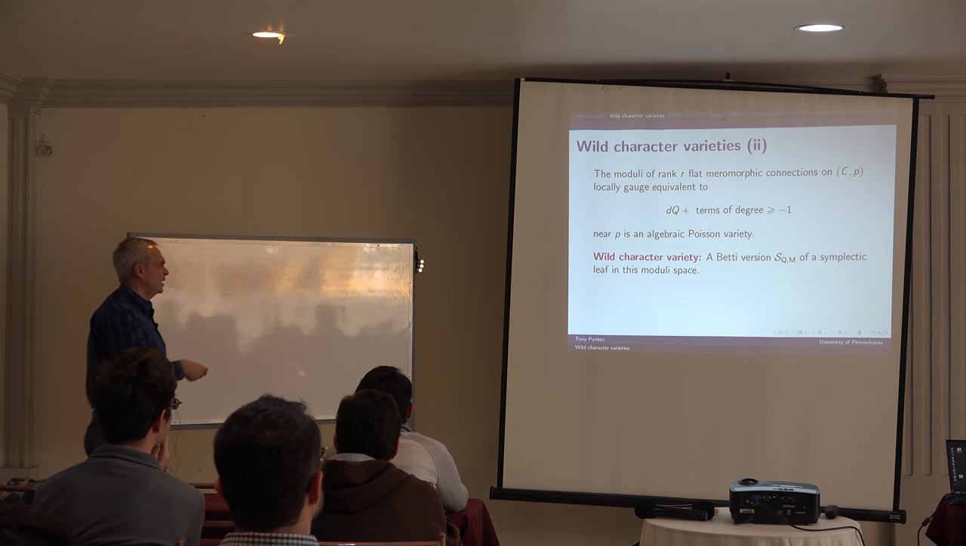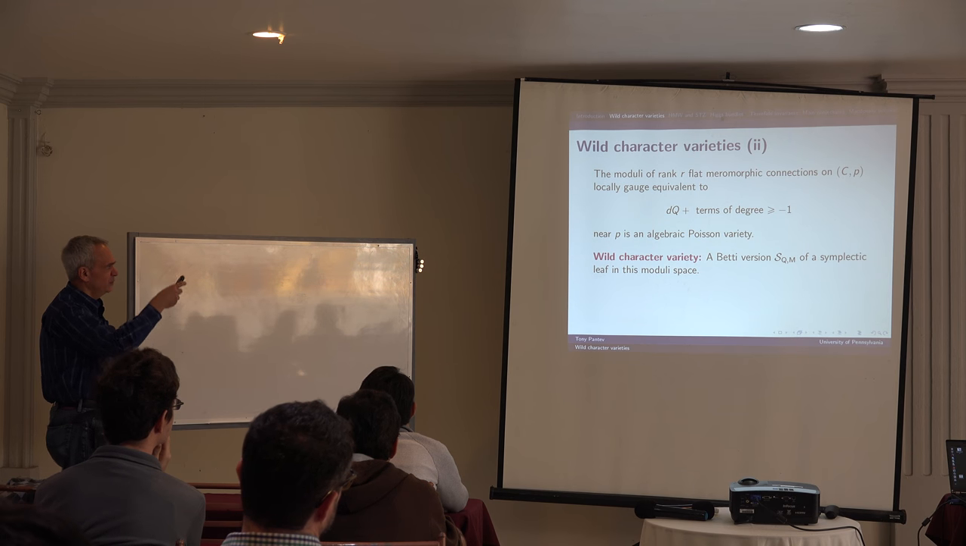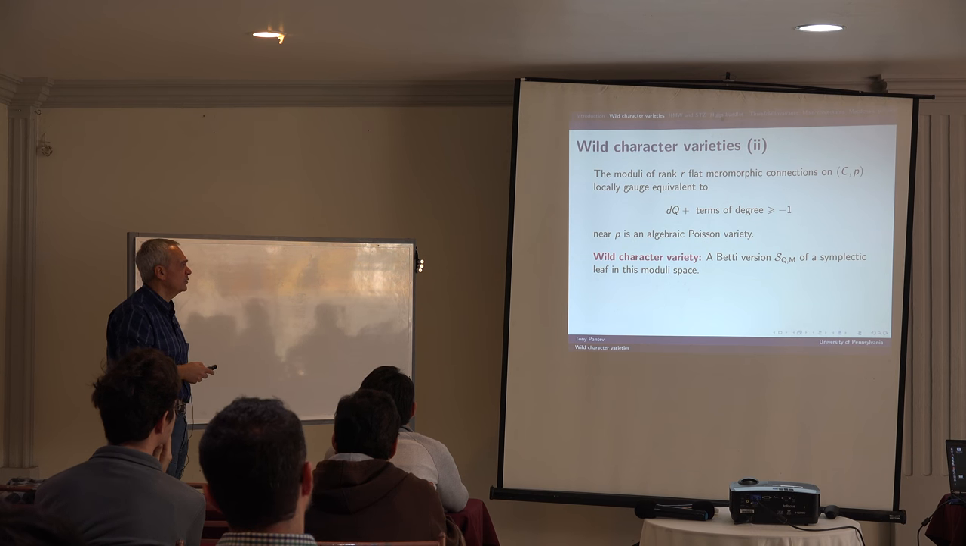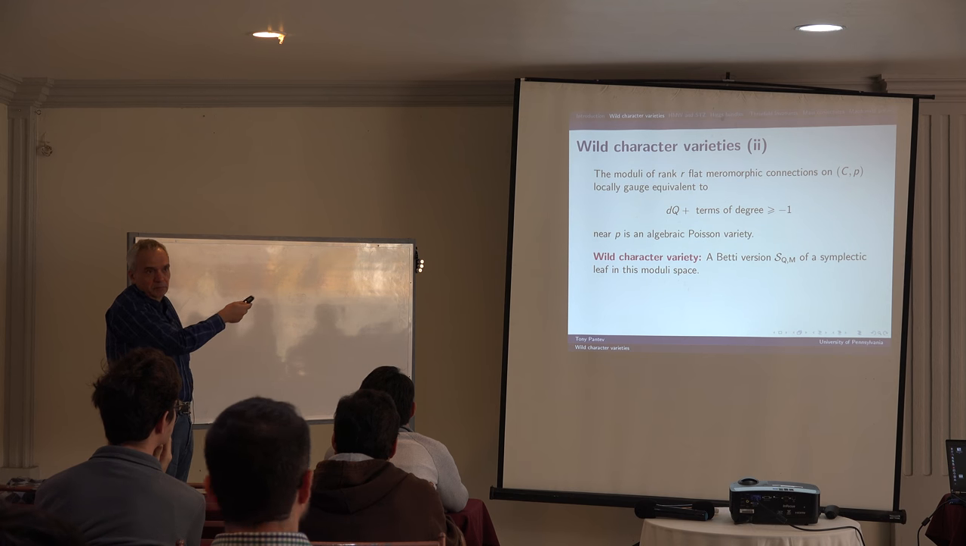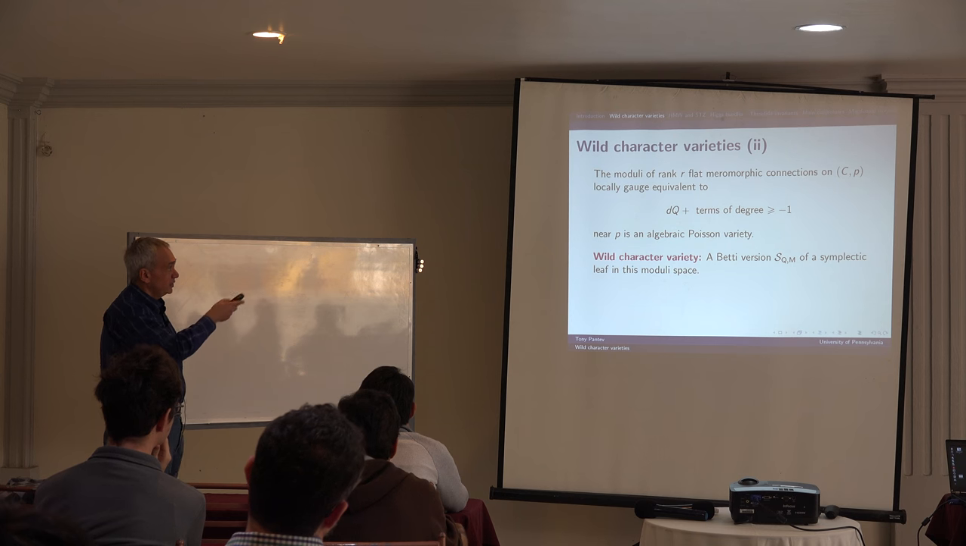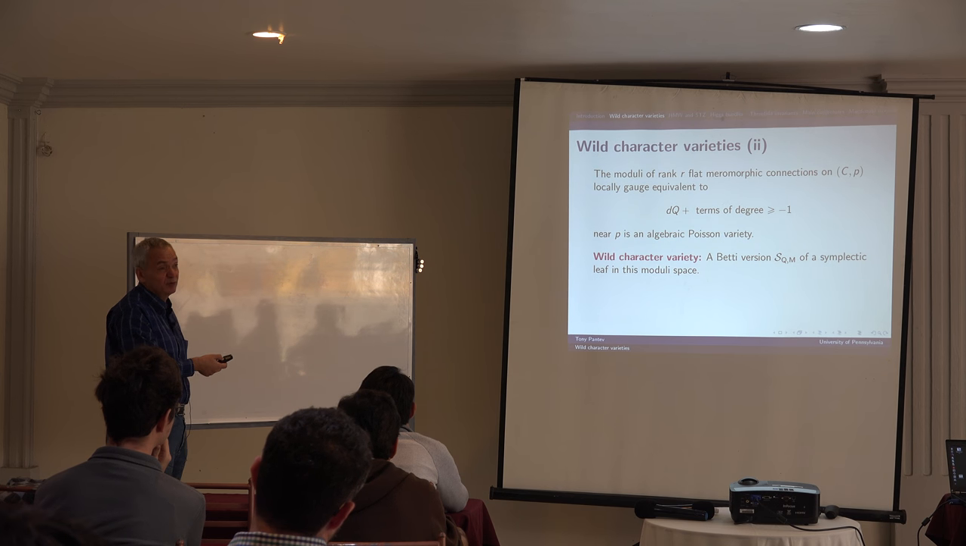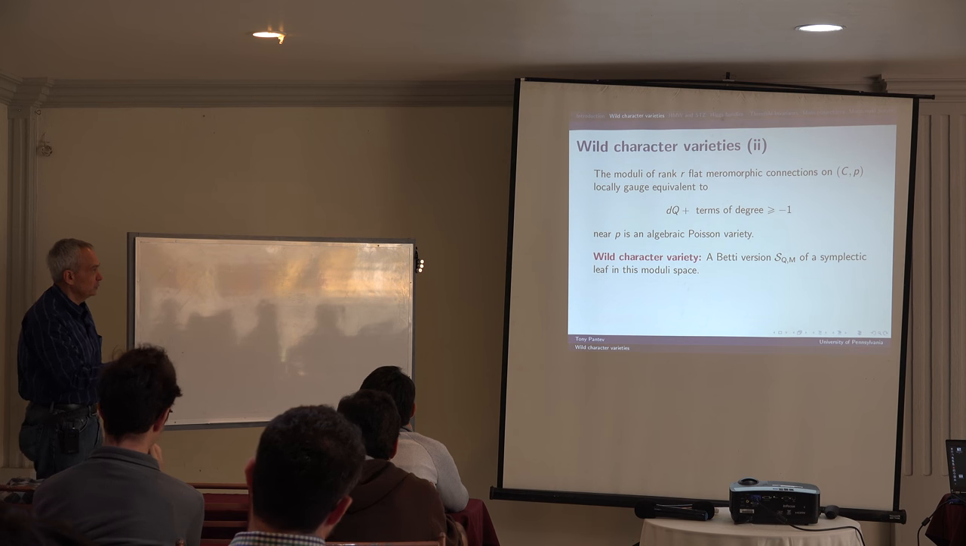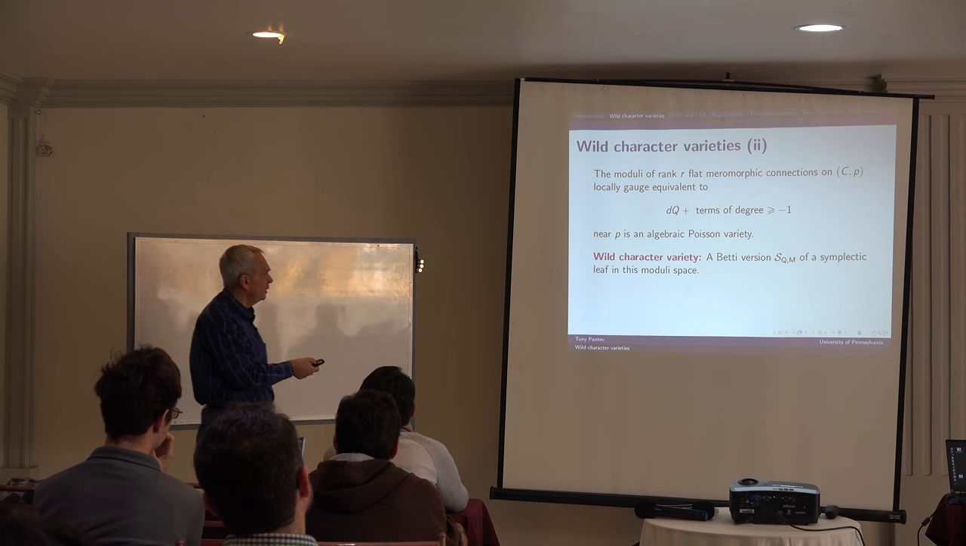So it's kind of complicated to explain what it is. I'm not going to. This is the work of Boalch. But I'm saying there is a moduli space. So this moduli space of connections is, of course, a complex algebraic variety, which is quasi-projective, but it's not affine in any way. The Betti version is affine. It's analytically isomorphic, but not algebraically isomorphic, and it is affine.